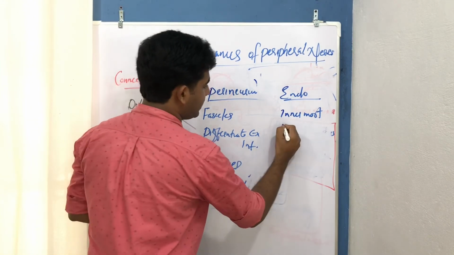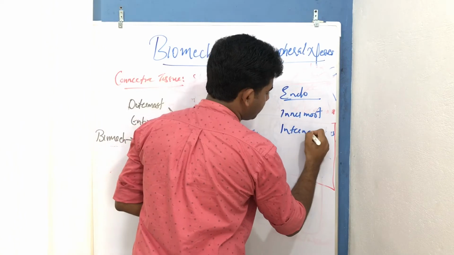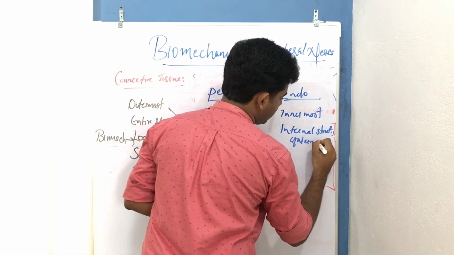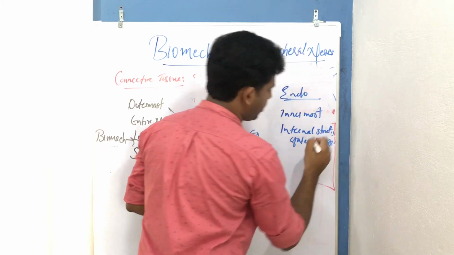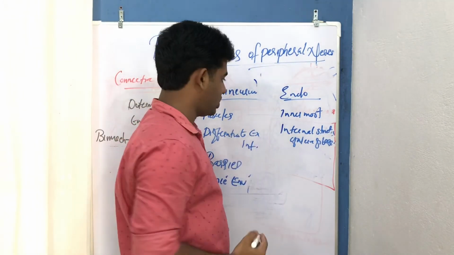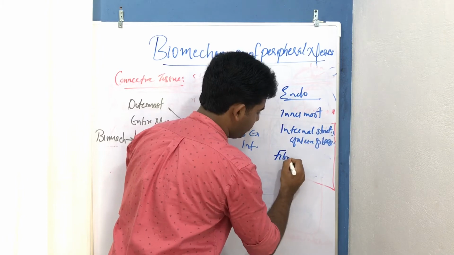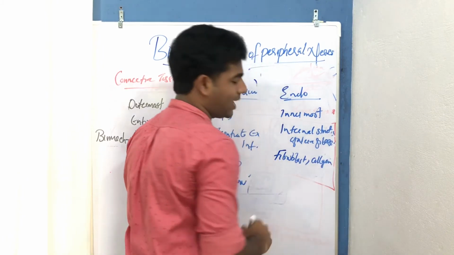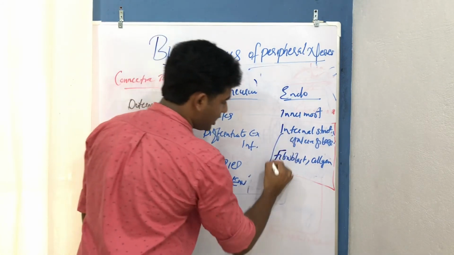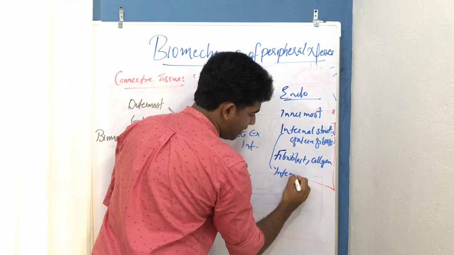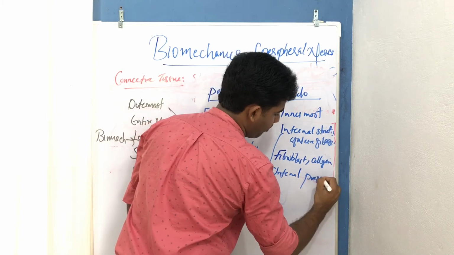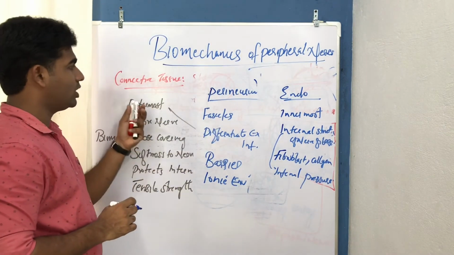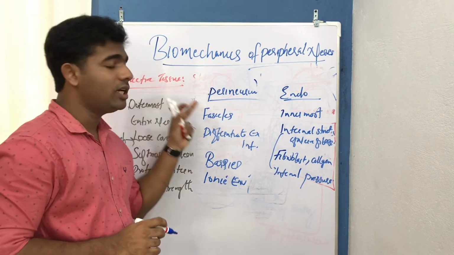It maintains the internal structure of the nerve fiber. It is made up of fibroblasts, collagen, type 1 and type 2 collagen, etc. The internal structure and internal pressure inside the nerve. So these are the biomechanical properties of the connective tissue layers of the nervous system.